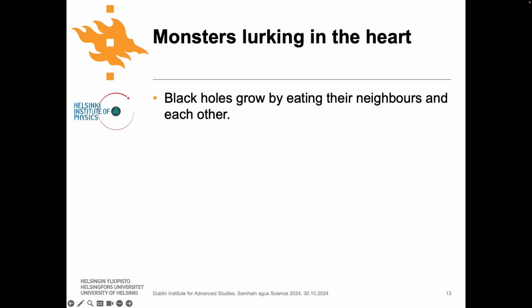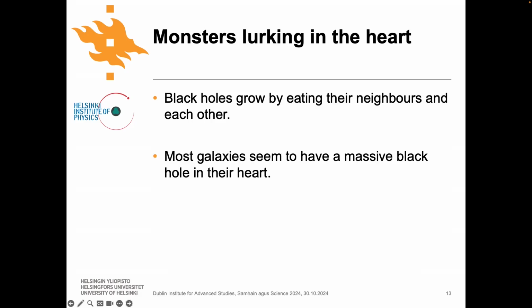So black holes grow by eating each other. Maybe this is an appropriate metaphor if one of them is very small. If they're of the same size, I think we should have another one. And by eating their neighbors. Any material that is in the vicinity that falls into the black hole will go through the trap surface and never return. And so we understand more or less how you form these black holes of masses 50 solar masses, 100 solar masses. But there is a problem.